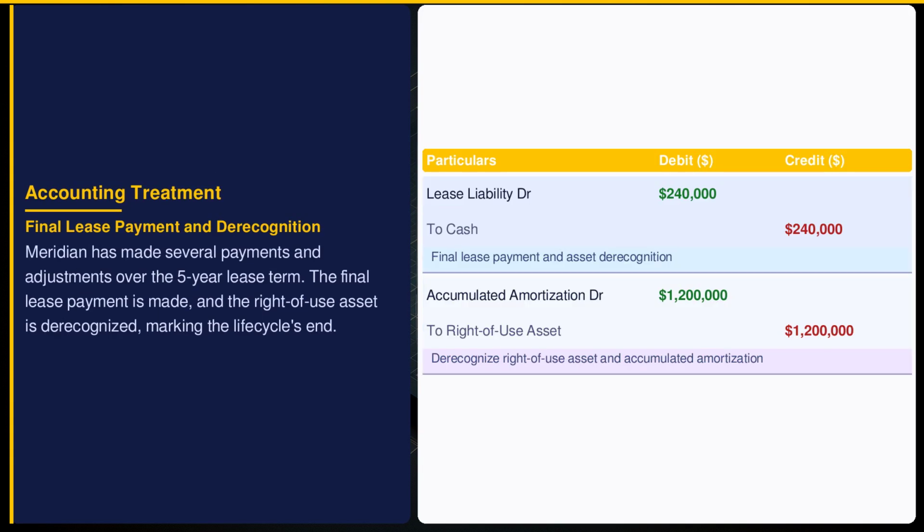The final lease payment of $240,000 completes the lease liability settlement. Simultaneously, the right-of-use asset and its accumulated amortization are derecognized, closing the asset's accounting lifecycle. ASC 830's guidelines ensure that all currency-related entries reflect economic realities. Completing the lease cycle, Meridian Corporation's financial statements now reflect the full impact of foreign currency transactions.